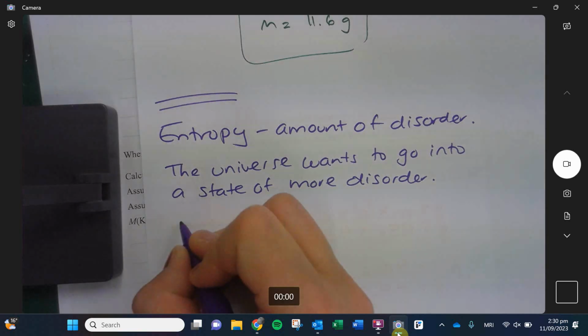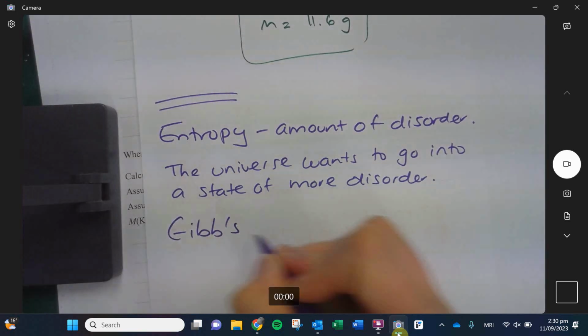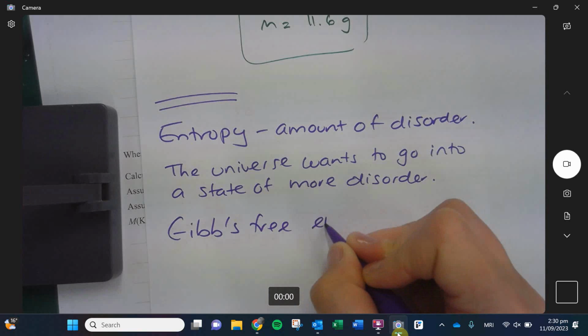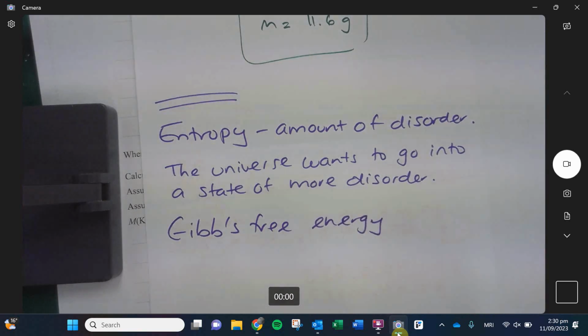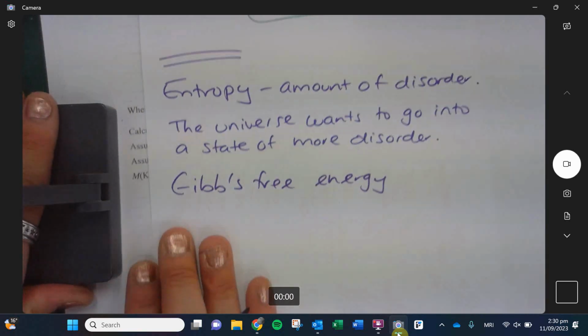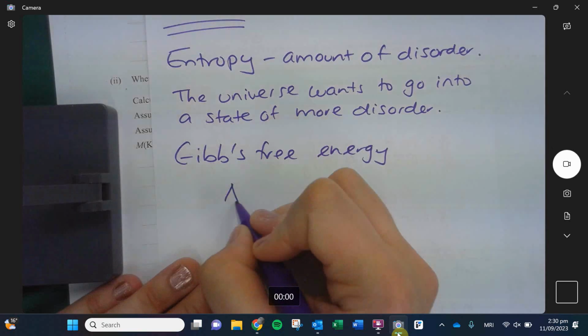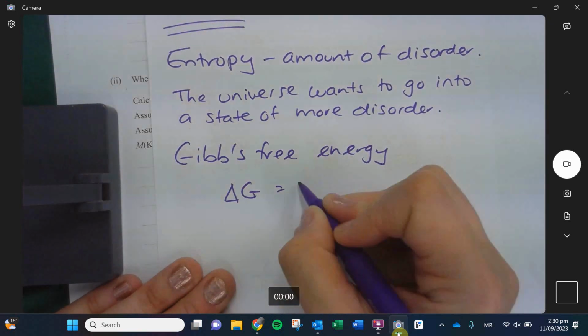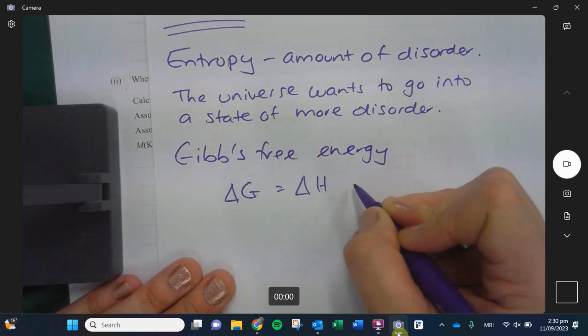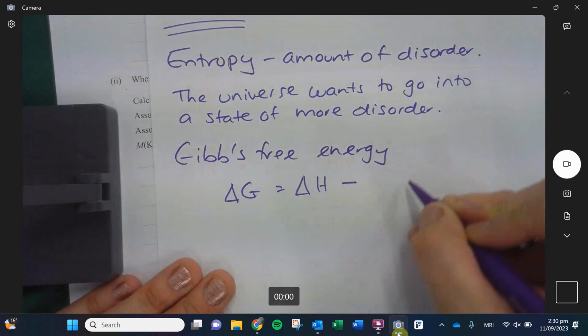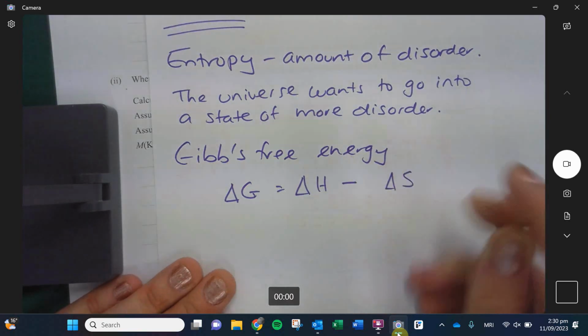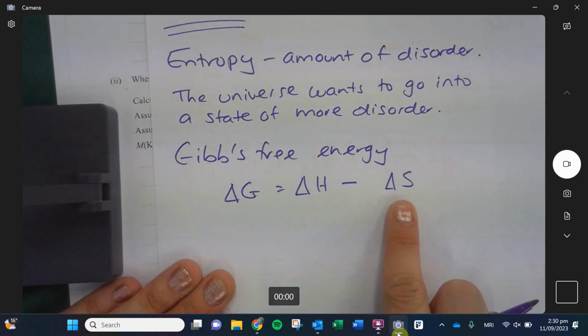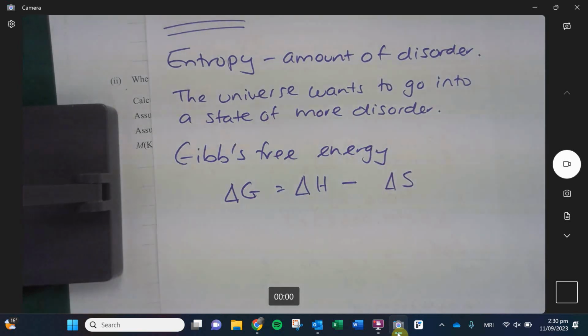All right. So Gibbs free energy is what we're going to be thinking about. Gibbs free energy is known as delta G, Gibbs energy, and is equal to the enthalpy minus the entropy. So entropy is represented by S. I'm not really sure why that is the case. I think it might probably have to do with some sort of Greek or Latin.